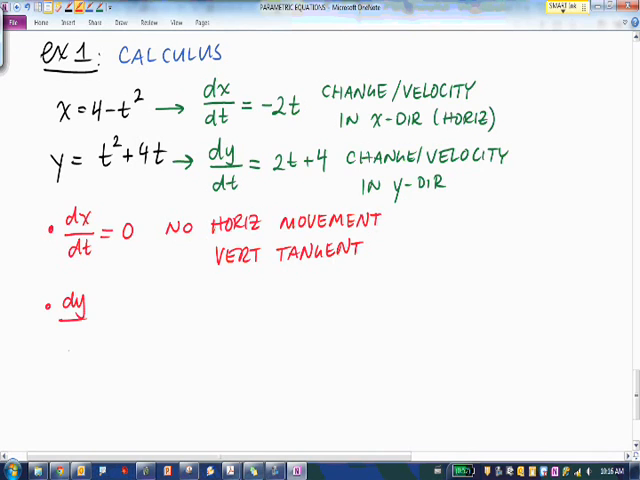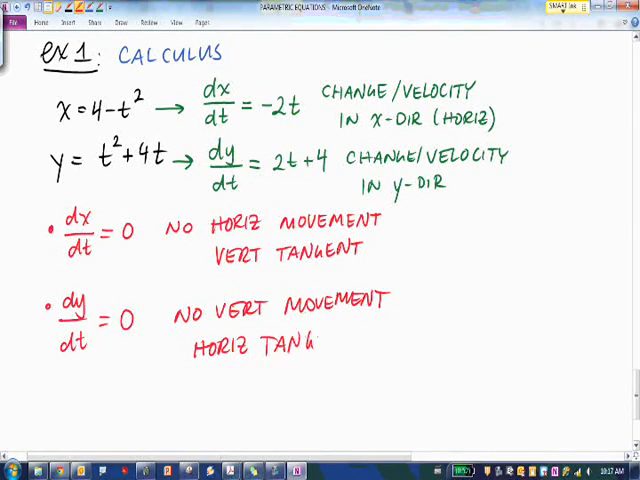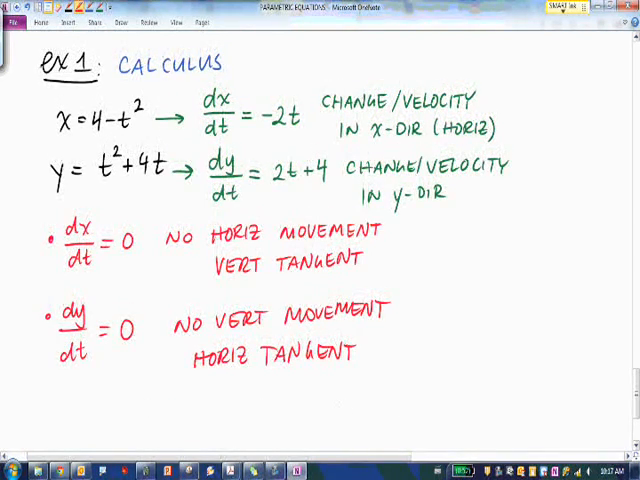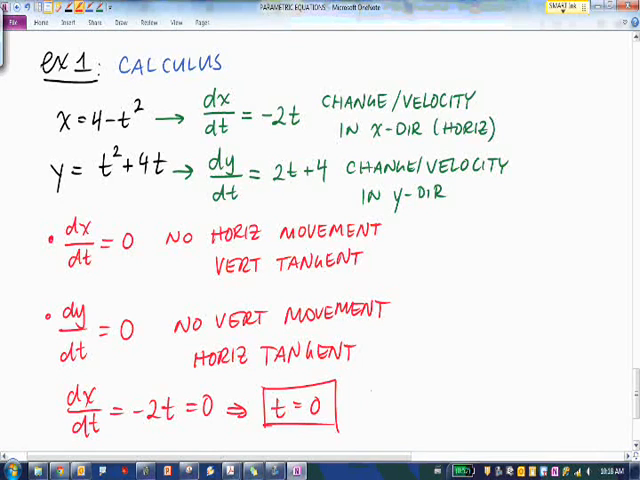If dy/dt equals 0, then you're not moving in the y direction. You're not allowed to move up and down, so you can only move left to right. So there's no vertical movement. That tells me you actually have a horizontal tangent. Okay, so we can figure it out for the equation we have above, because dx/dt, which is negative 2t, is equal to 0 only at time equal to 0. And similarly, dy/dt, which is 2t plus 4, is only 0 if t is equal to negative 2.